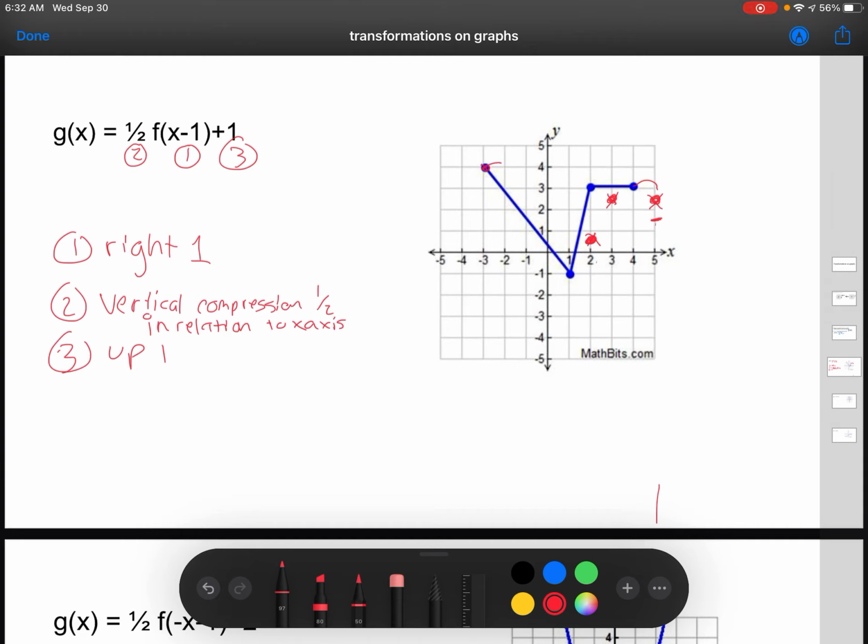And then this last one, right 1, cut it in half. So I'm up 4, so half of that would be 2, and then go up 1. And then the last thing you do is just redraw the shape.